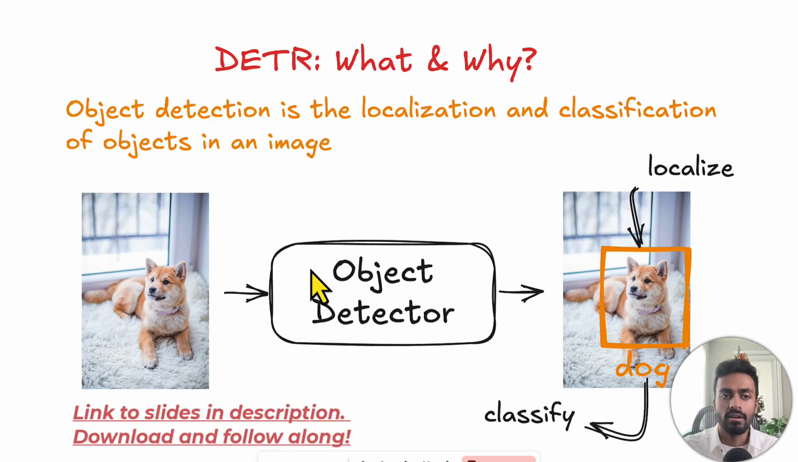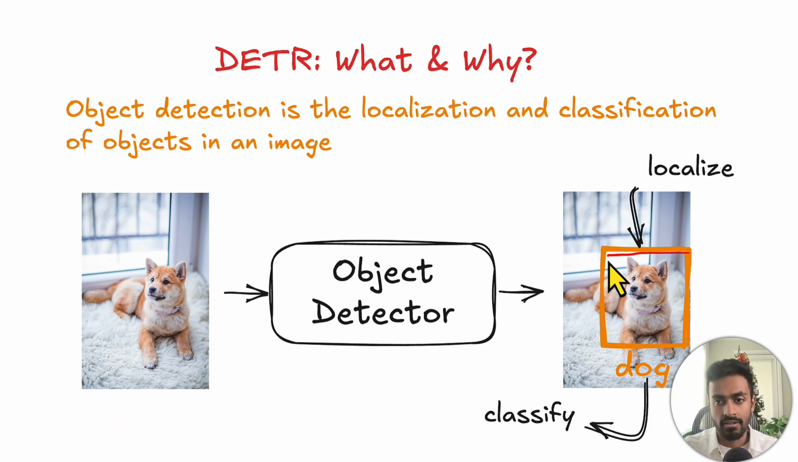Now, we're going to start our discussion with what is object detection. It involves the localization and classification of objects in an image. Localization is drawing bounding boxes around objects, and classification is determining what those objects represent.